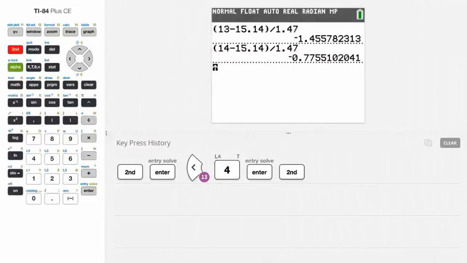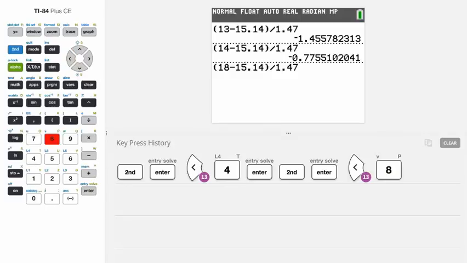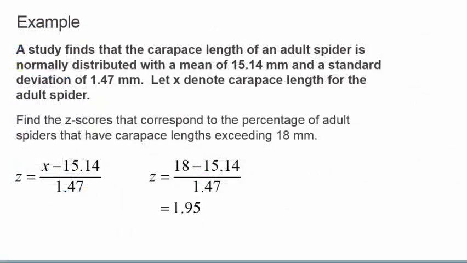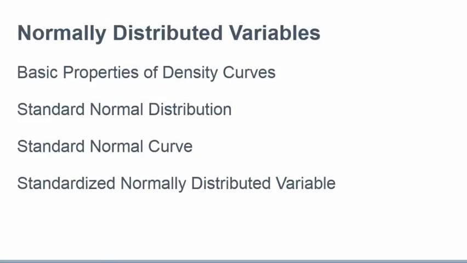Going to the calculator, I want to press second, then enter to get what I just typed in. I can arrow over and change that 14 to an 18. Enter. And now I have my other answer of 1.95. The area lies to the right of 1.95.